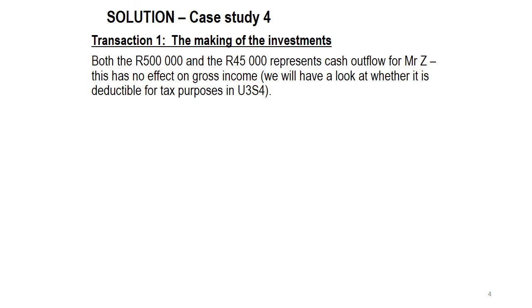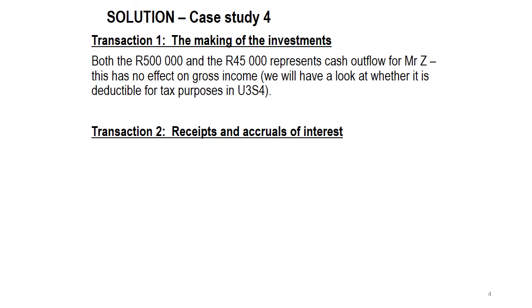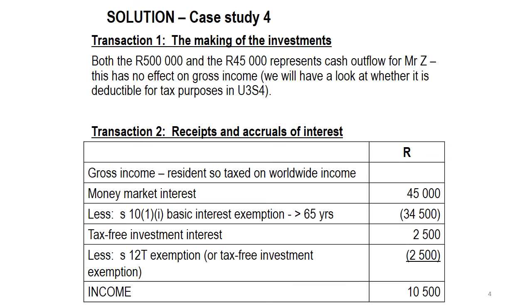So there's essentially 2 transactions here. There's the first transaction where the investments are made, but that is a cash outflow or a capital outflow. So we will consider the deductibility thereof next week when we start looking at general deductions. But then we have to, for this specific case study, look at the effect from a gross income and exemptions perspective. So because he's a resident, he's taxed on worldwide income.